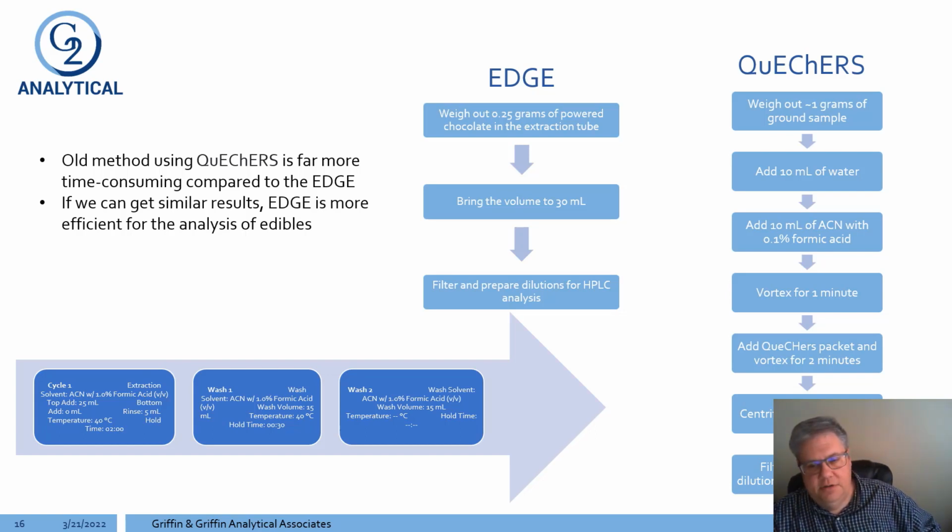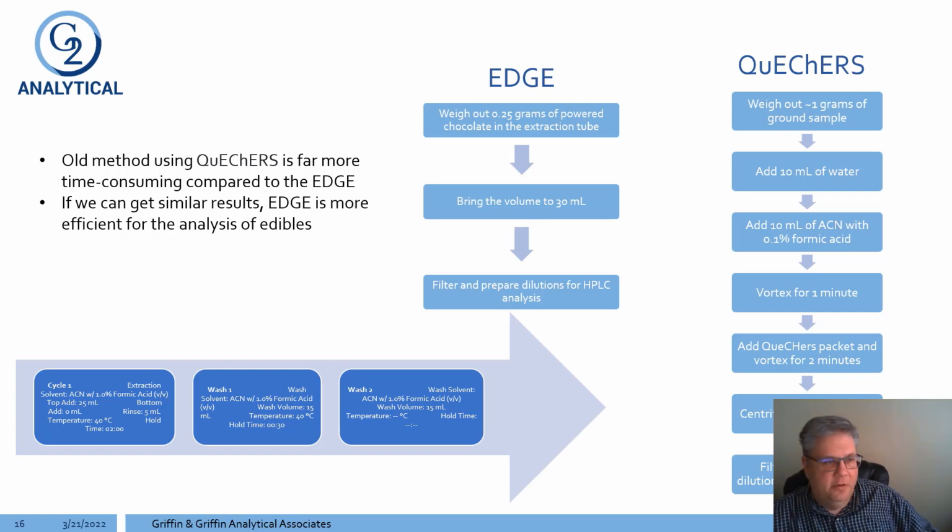And sometimes, depending on the size of the gummy or size of the particles that you've ground it into, this could take quite a while. And it's very important that you let them all dissolve in the QuEChERS technique. Then you add your acetonitrile with a little bit of formic acid, you vortex it, you add your QuEChERS salt pack, you vortex it again, you centrifuge it, and then you get that pretty picture that I showed you before. You then filter it and dilute it and run it.